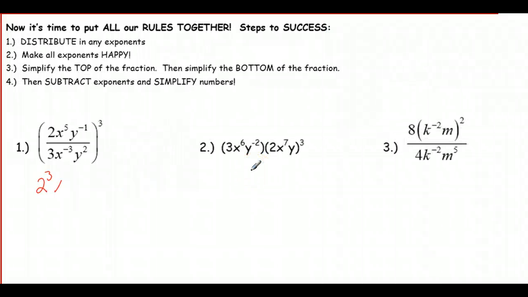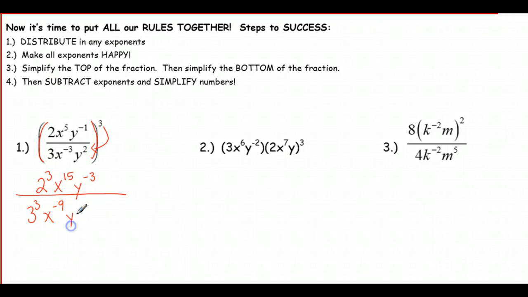Alright, back to, okay, so we got 2 cubed, x to the 15th, y to the negative 3rd, because negative 1 times 3 is negative 3. Alright, we're going to go ahead and keep going. Remember that if you take an entire fraction, raise it to a power, we have to also distribute this 3 to everything in our denominator. So now we have 3 cubed, x to the negative 9th, and y to the positive 6th.